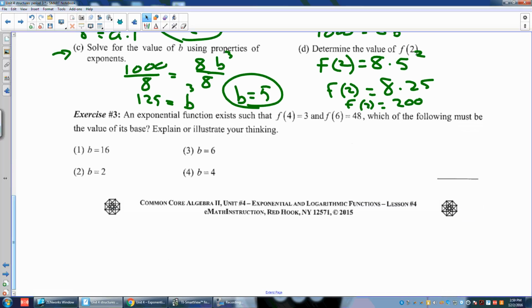An exponential function exists such that f(4), the function value at 4, is 3, and the function value at 6 is 48. Which of the following must be the value of the base? Okay, now this is a stinger. We don't have f(0). There's no f(0), so we're going to have to use a slightly different technique. We can't find the y-intercept like that. We have to do something else. So let's take a look at a table.